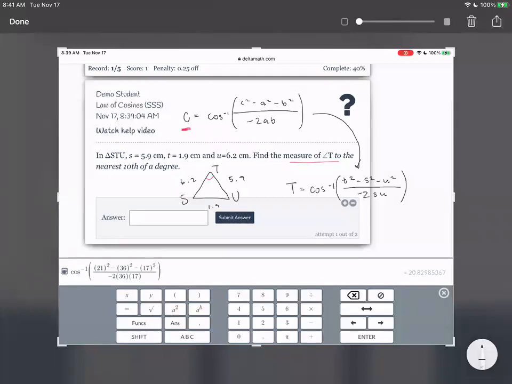Okay, so let's plug everything in. So t is equal to cosine inverse of little t squared, that's the 1.9, so 1.9 squared, minus little s squared, so that's 5.9, minus little u squared, that's 6.2, all over, I'm going to write it here just because I have space, negative 2, 5.9, and u is 6.2. I just wrote it over there because I didn't want to write over the words. So it looks a little weird, but that's where it is. Any questions on this before I go ahead and type it in?